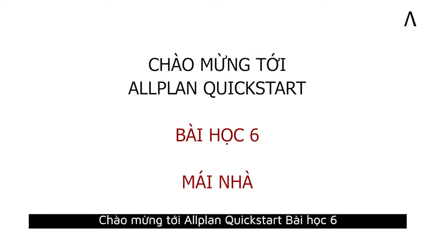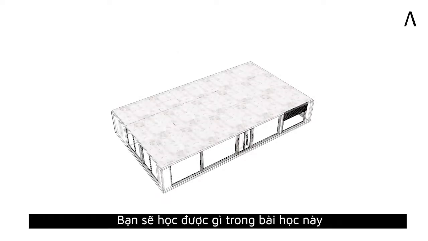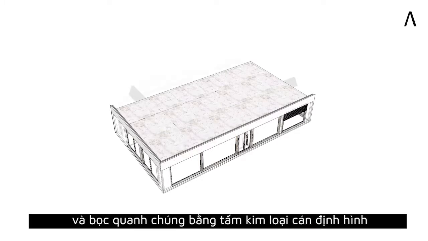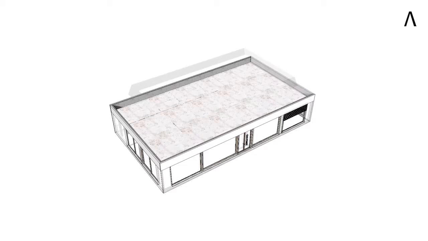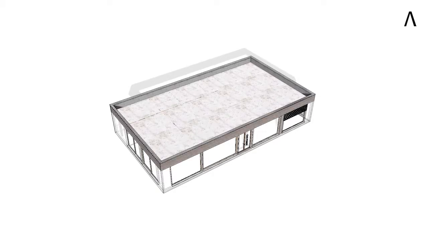Welcome to the Allplan QuickStart Lesson 6, in which we will now create the roof components. What should you expect from this lesson? In this lesson, we're creating the attic walls, an encircling sheet metal profile on this, and then also the story component that will give us the facade preview.